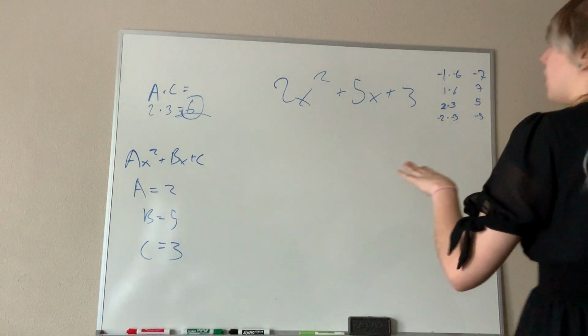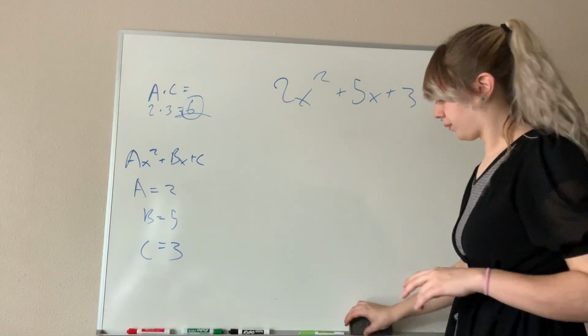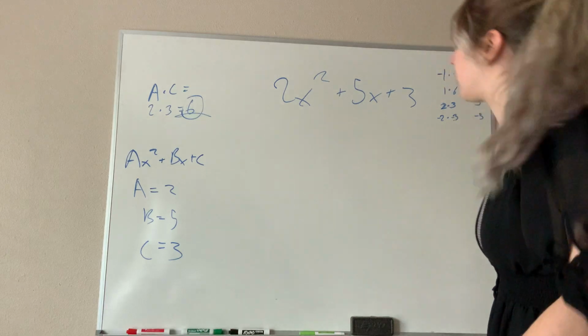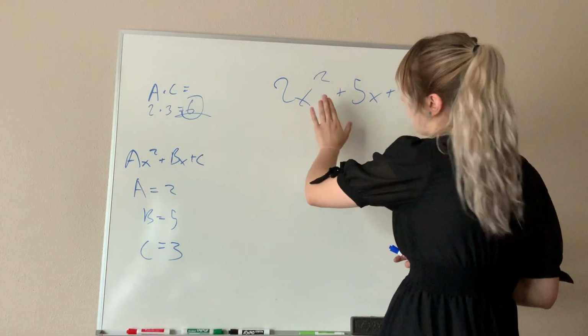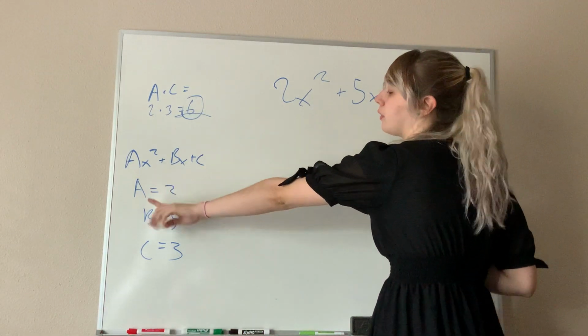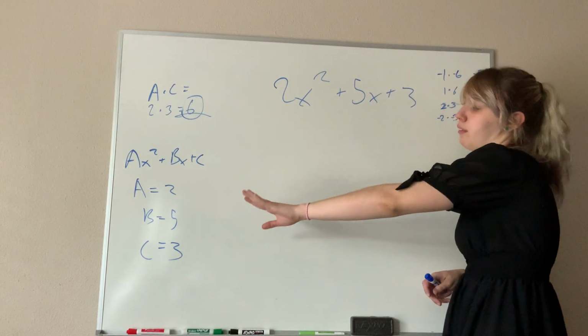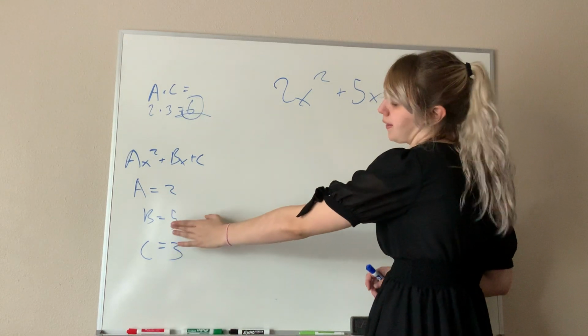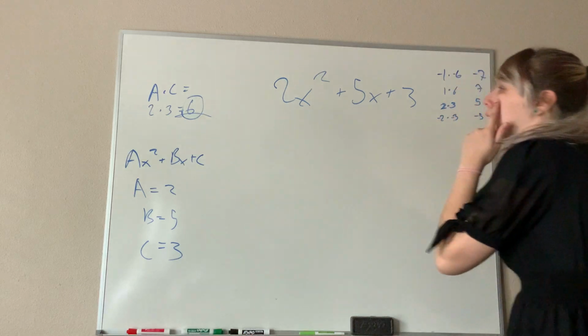So we're going to pick up where we left off. Okay, so we have this equation, and we're going to go by the ABC format. So we're going to write down what A, B, and C equate to. So we have A is 2, B is 5, and C is 3.